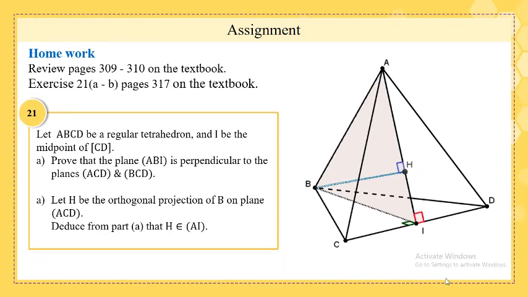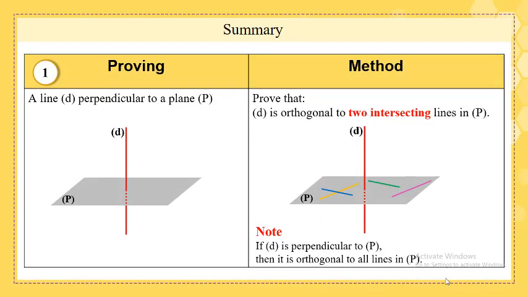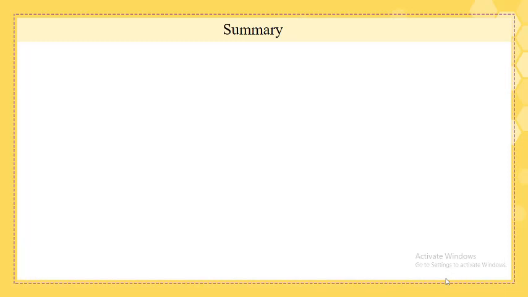Please review page 309 and 310 on your textbook and solve exercise 21 parts A and B. The following summary summarizes all the main ideas we went over throughout the lesson.